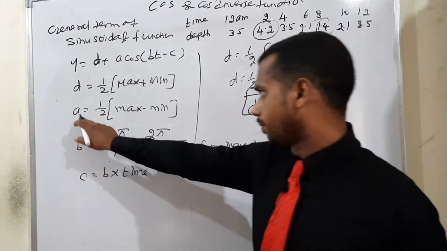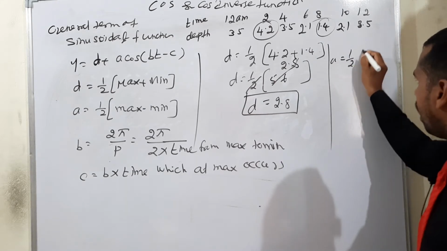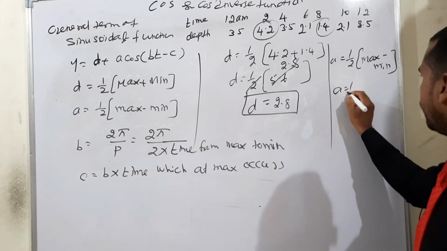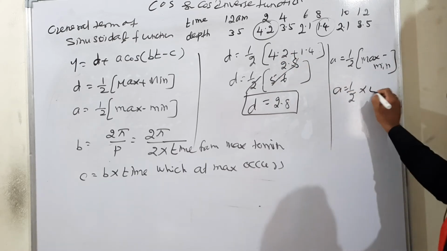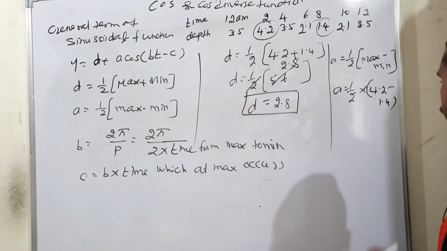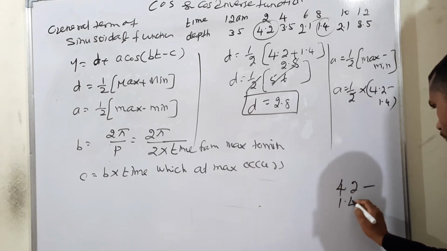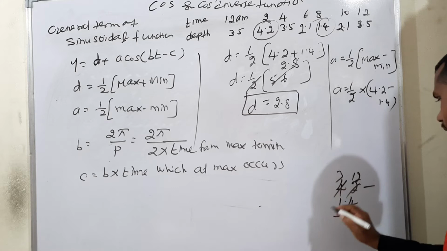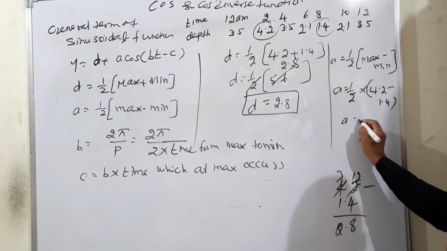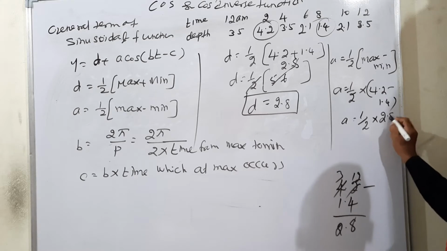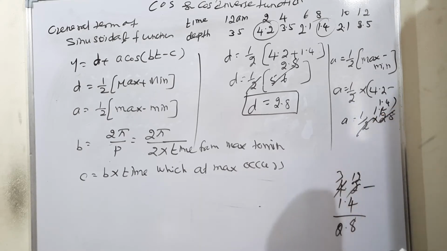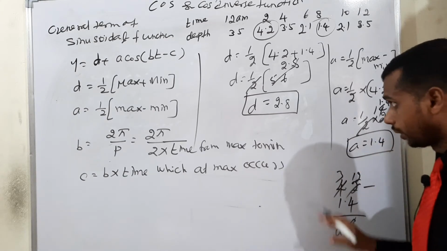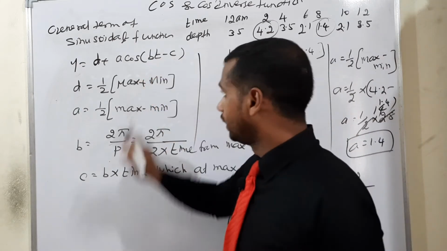Now we need A. A means half of maximum minus minimum. Therefore A is equal to half into the maximum, 4.2 minus 1.4. Definitely borrow will come. So 12 minus 4 means 8. Again this is 3, 3 minus 1 is equal to 2. Therefore A is equal to 1 by 2 into 2.8. After cancellation 1.4 will come. Therefore A value is 1.4. After getting D and A, we need B and C.